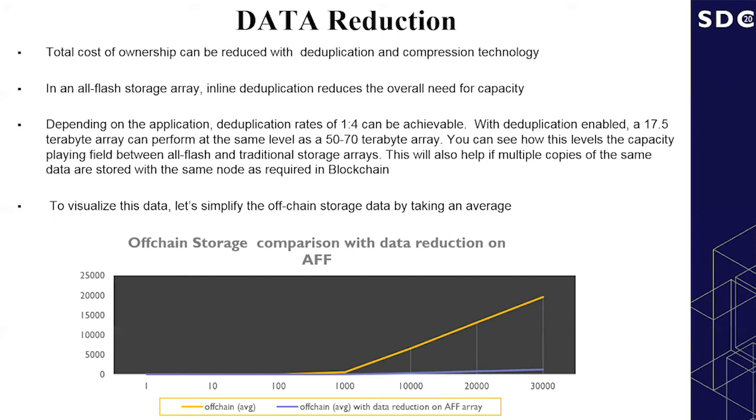Now coming to the same data with the data-reduction-enabled array with inline deduplication and compression, we can see the purple line going here, which is drastically reduced, even if we go to 30,000 transactions per second. So the same storage can be drastically reduced, which you are seeing here in the purple line. So data reduction plays a very important role in off-chain storage.